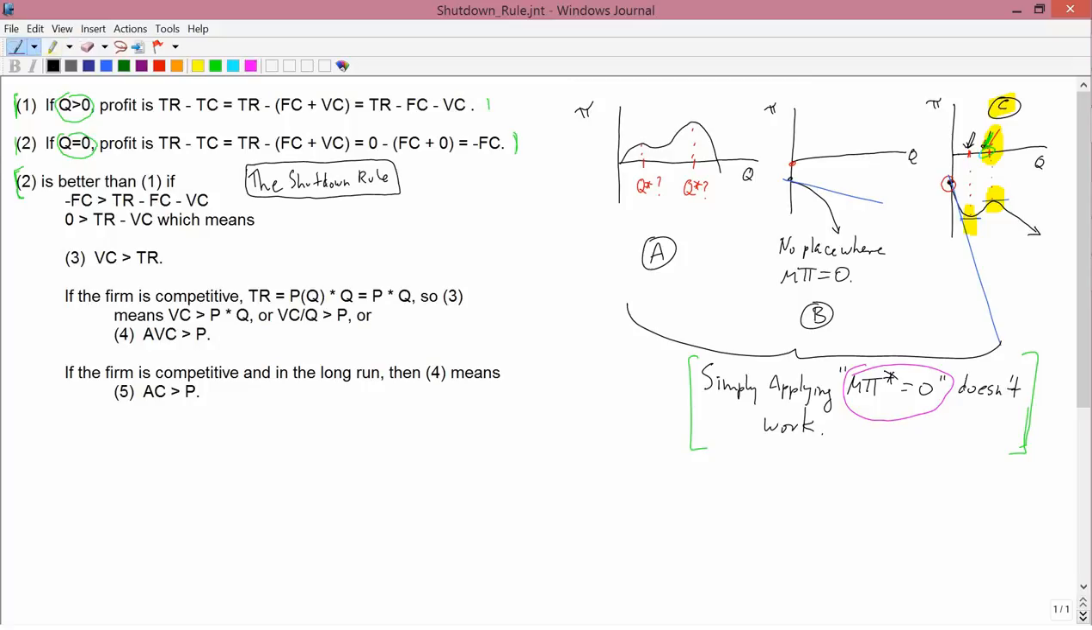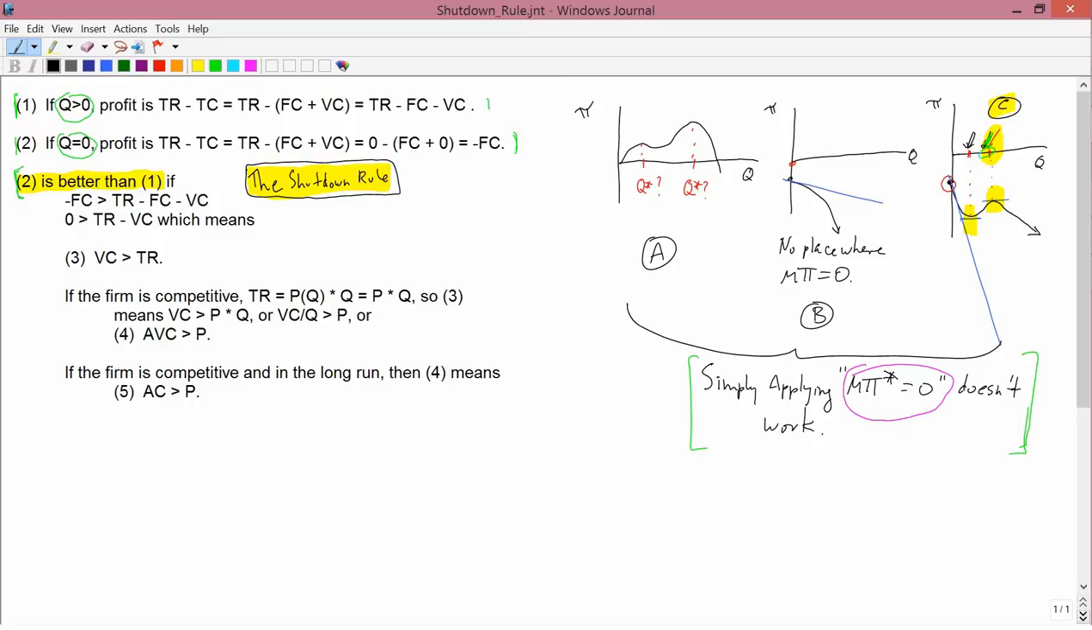And what's going to help the m pi star equals zero rule is the shutdown rule that we're developing here. And the shutdown rule is what happens when 2 is better than 1. Again, 2 says q is equal to 0, 1 says q is greater than 0, so if 2 is better than 1, then shutting down, which means q equals 0, is better.